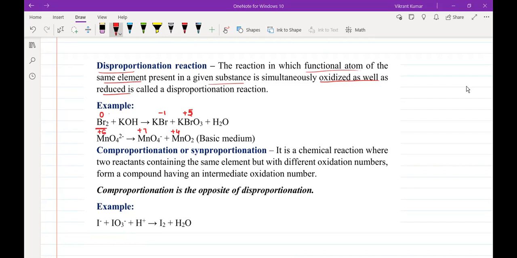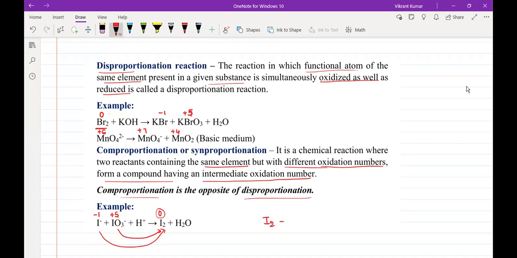Look carefully at what is written. It is a chemical reaction where two reactants containing the same element but with different oxidation numbers form a compound with an intermediate oxidation. I is -1, I is +5, and I is 0. Two different oxidation states, one is higher, one is lower, and they are forming a common intermediate. 0 is lying in between -1 and 5, somewhere in between, right? And that's why we are saying it is comproportionation or synproportionation, which is opposite to disproportionation.